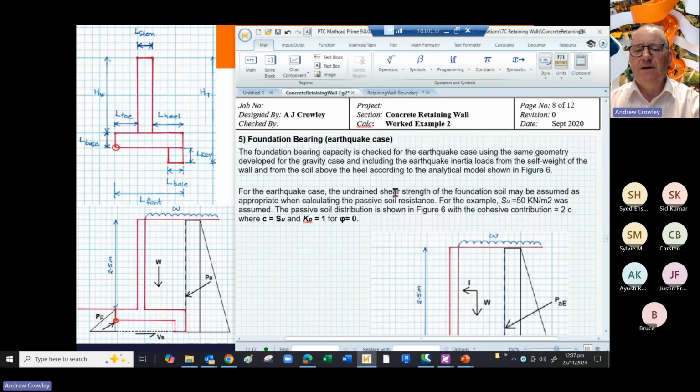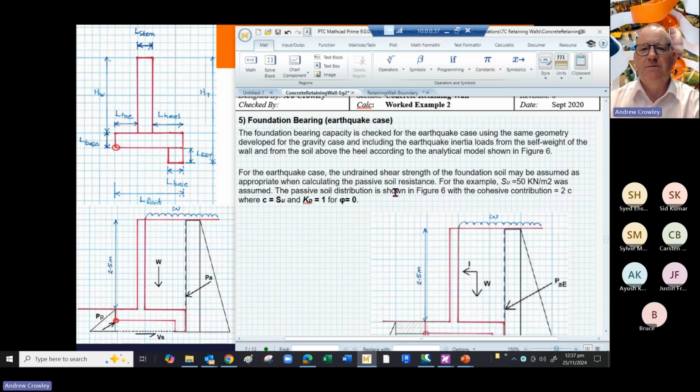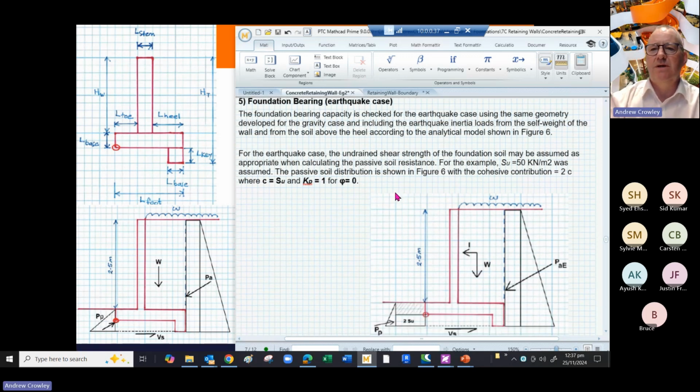And we'll go on then separately to calculate the capacity of the wall itself in terms of the concrete section capacity. That's in the next example. For now, we'll go on with the foundation bearing because we're still sticking with the MBIE example.